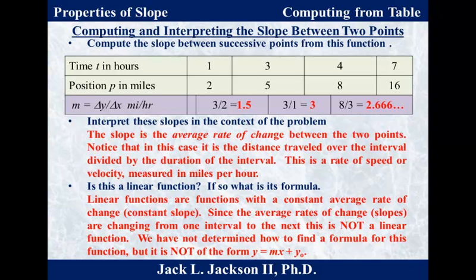Is this a linear function? If so, what's its formula? Well, for a linear function, we have to have a constant average rate of change. In other words, a constant slope. These slopes are not all the same. We do not have a constant slope, so this is not linear. Now, we don't know what a formula for this is, at least not yet, but we do know one thing: it's not linear. So it's not y equals mx plus y0, for example. It's not a linear formula. It's some other kind of formula.